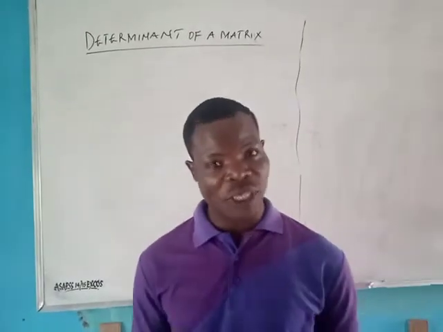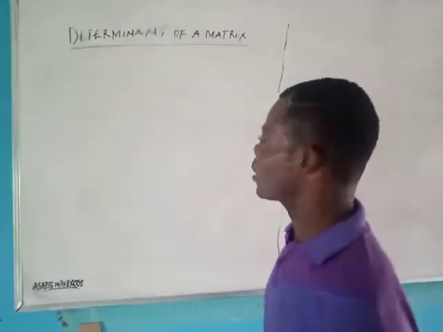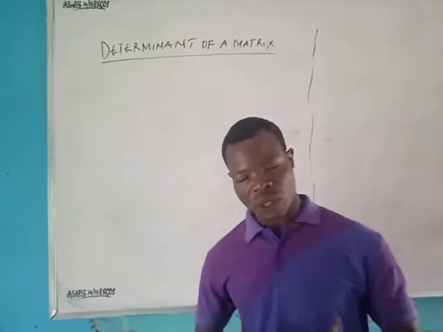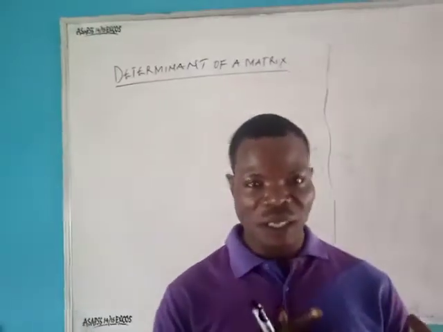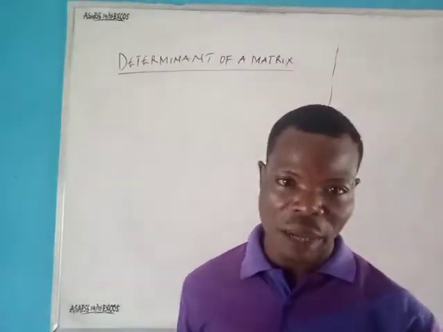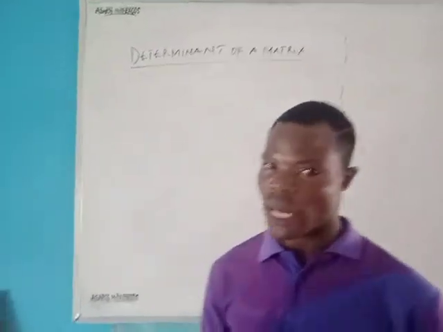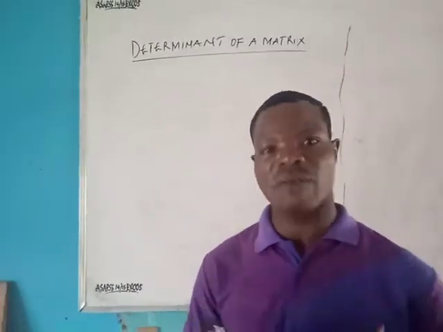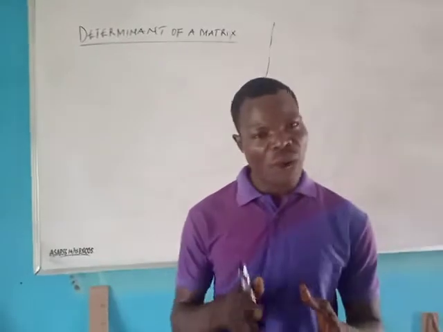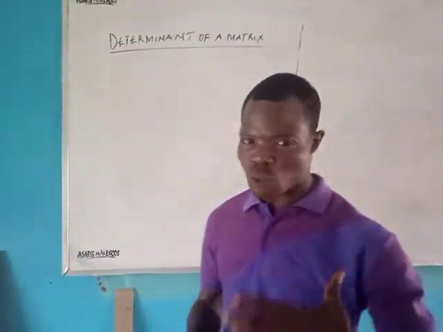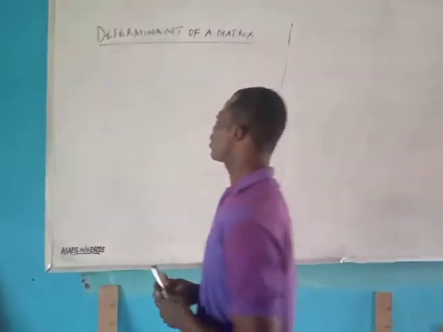I'm here again to continue with the matrix we just talked about. Don't forget, we just concluded the definition of matrix, the definition of terms in matrix, and also we looked at the multiplication, addition, and subtraction of matrices. But today we are going to look at the determinant of a matrix. How do we solve the determinant of a matrix?